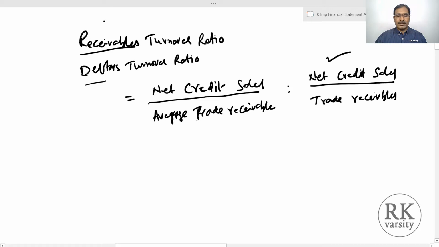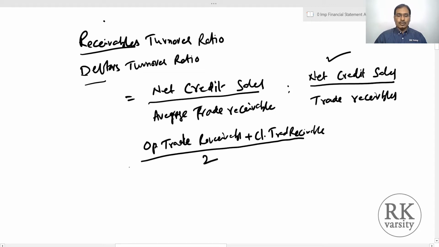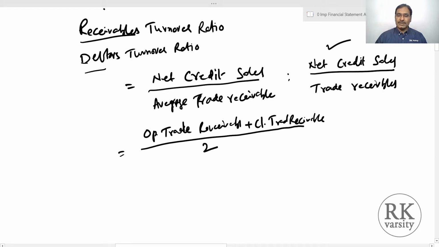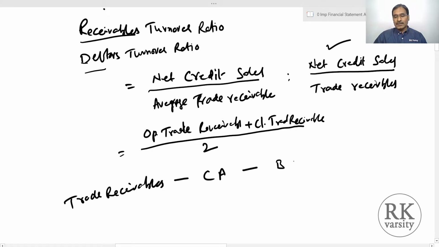However, if you are using average trade receivables, then you need to average it, that is opening trade receivables plus closing trade receivables upon 2. By using this equation you will get average trade receivables, but I don't think there will be much difference between average trade receivables and trade receivables. Next, in an annual report of a company, especially in a balance sheet, trade receivables are easily identifiable under the head current assets. So your trade receivables are current assets and you find this in a balance sheet of a company.